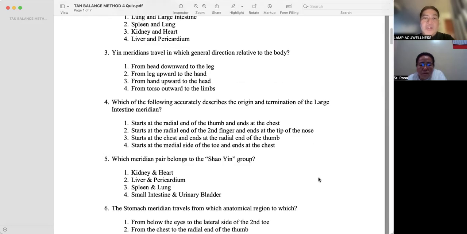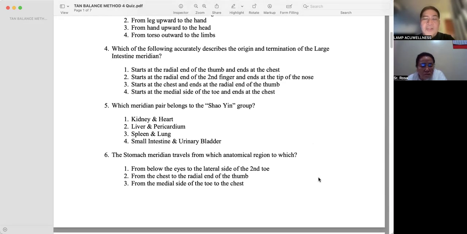Yin meridians travel in which general direction relative to the body? From the leg upward to the hand. Which of the following accurately describes the origin and termination of the LI meridian? Starts at the radial end of the second finger and ends at the tip of the nose.